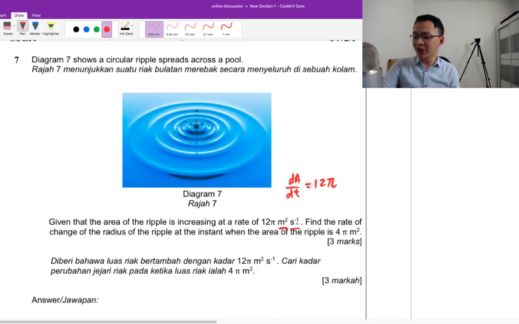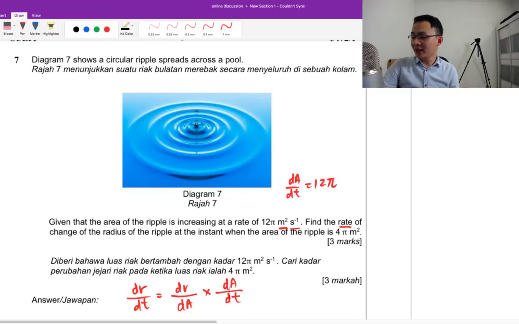Okay, find the rate of change of radius. Whenever you see rate, that means you have dt at the bottom. Whenever you see change of radius, that means you have dr on the top here. Alright, so at this instant when the area equals 4 pi. So in order to find dr/dt, I will form the chain rule from the information given. So here will be dr, here will be dt. Definitely we have A here, right? So this one will be dA, this one will be dA. Okay, this is how I form the chain rule.